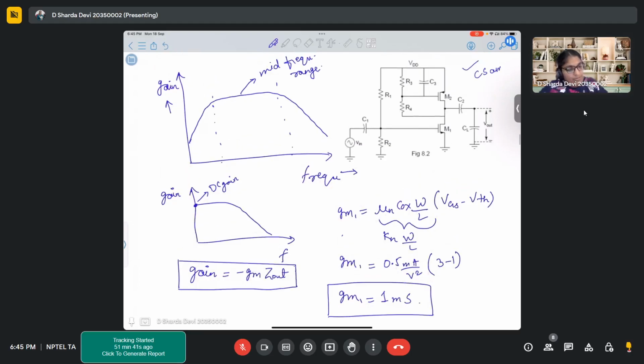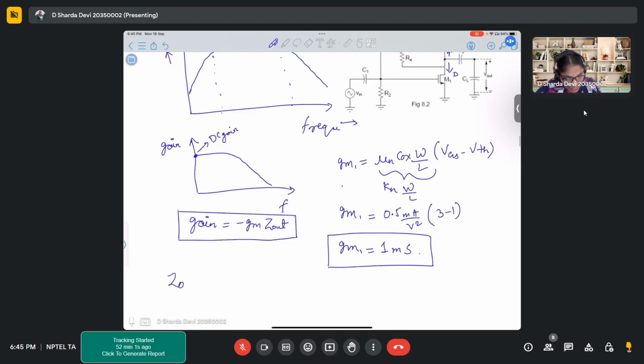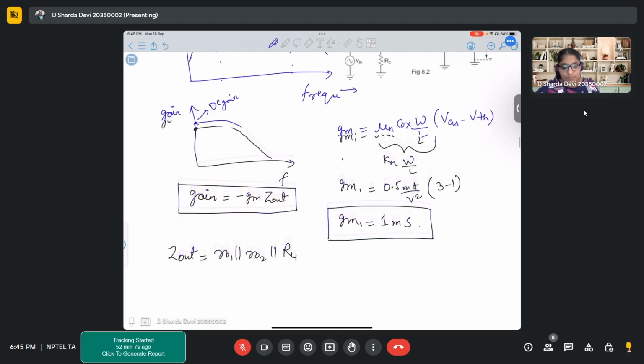Now we have to find what the Z out is. So what are the resistors that we see at the output node? Ma'am, r01 and r02, ma'am. And there is one more resistor, R4. Yes, this R4 is also there, right? Yes, ma'am. Z out we can write as r01 parallel r02 parallel R4.